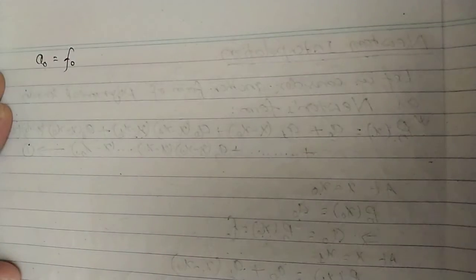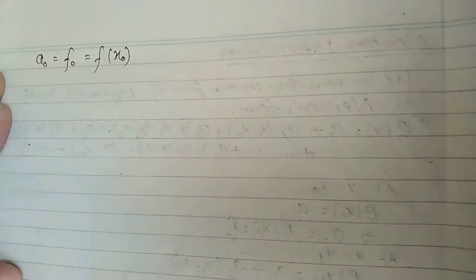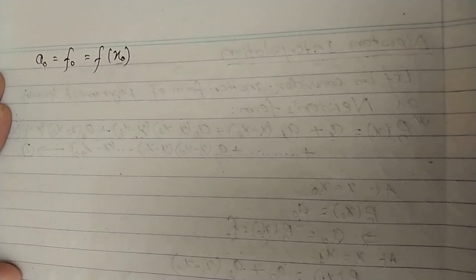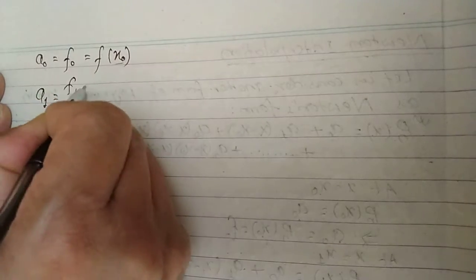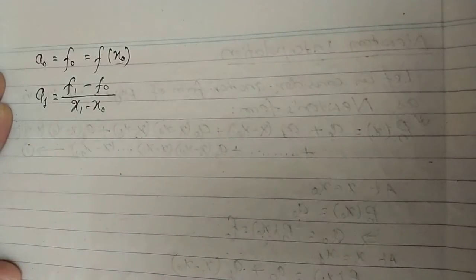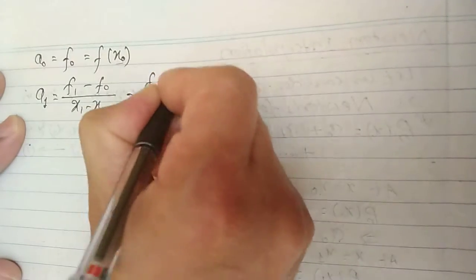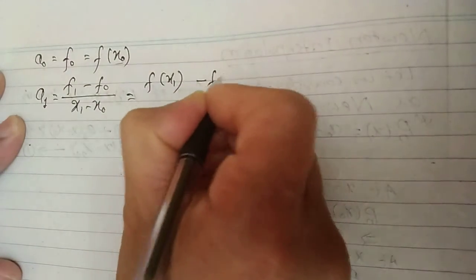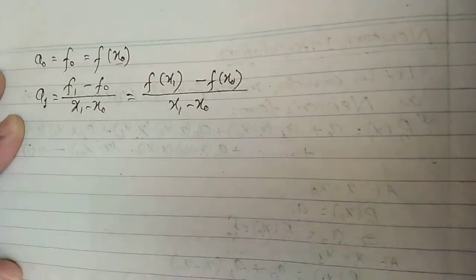So a0 सम्झिनु पर्यो. a0 भनेको के हुन्छ भने मैले f0 हुन्छ भने हो. a0 is f0 and f0 is, we know that it's function at x0. We know this. It's a function of x0. Short form मा f0 लेखिन्छ. त्यसैगरी a1 भनेको मैले के लेखे, f1 minus f0 divided by x1 minus x0. हो. f1 भनेको के हो? It's a function of x1 minus f0 भनेको function of x0 divided by what? x1 minus x0.